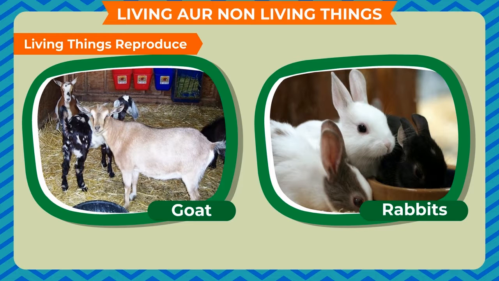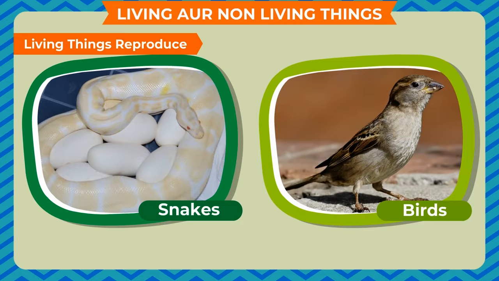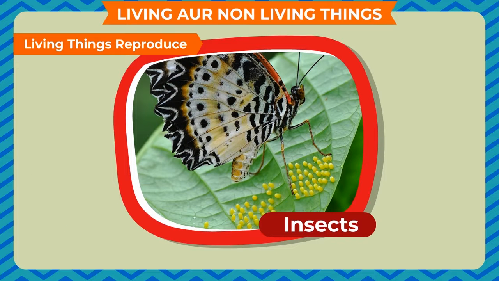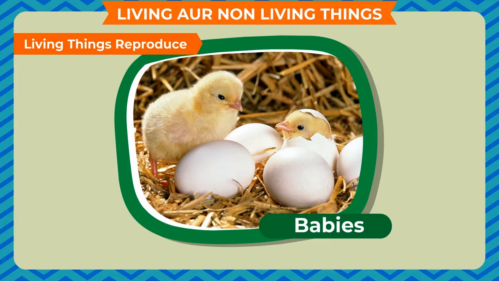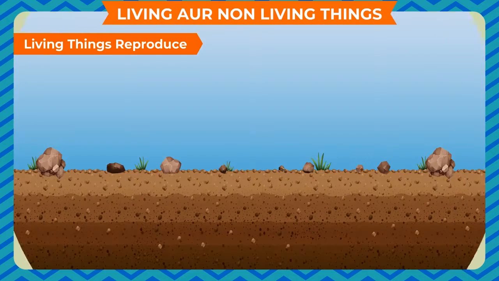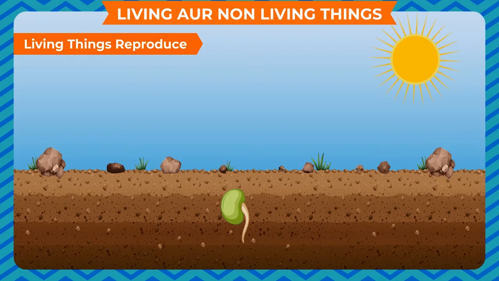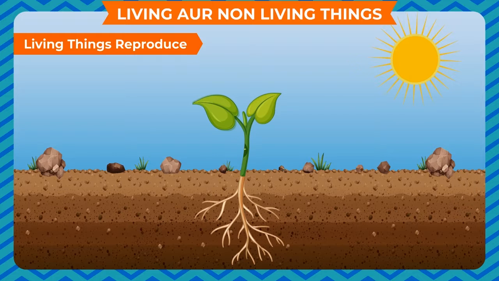Some animals such as snakes, birds, and insects reproduce by laying eggs. Their babies hatch from these eggs. Most plants reproduce with their seeds. When the seeds fall on the ground, they grow into new plants with the help of sunlight, air, and water.